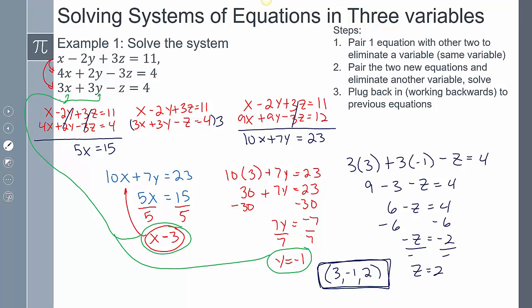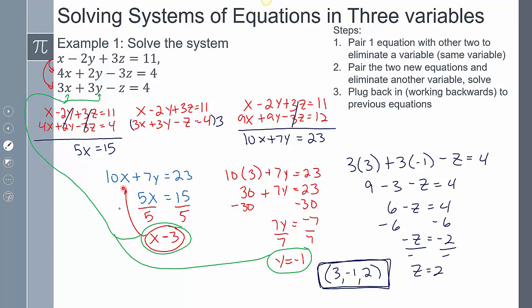The first step that I did is I paired one equation, which is equation 1, with the other two, equation 2 and equation 3. So that's why I had equation 1 and 2, equation 1 and 3. And I eliminated the same variable in both equations. I eliminated z at least. And I multiplied this one by 3 so I can eliminate z. Then step 2, I paired the two new equations together, this equation and this equation together, to eliminate another variable.